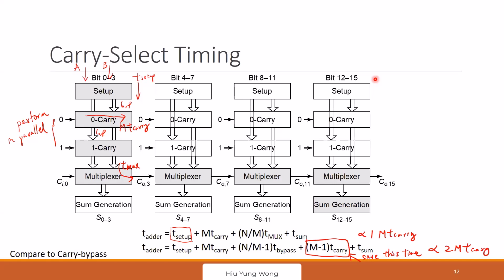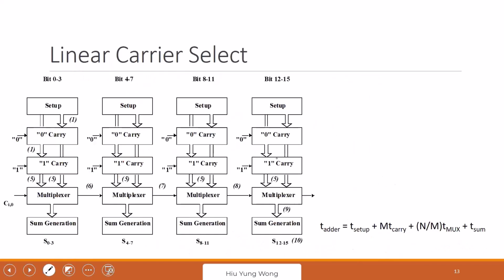Now you see here we have 16 bits, S0 to S15. We chop it into 4 bits in each block, and each of them has a carry in and carry out. So in your design, this can be ground, this is VDD, and you duplicate this block. Then you have a very good performance. This is the so-called linear carry select, same as the previous page.